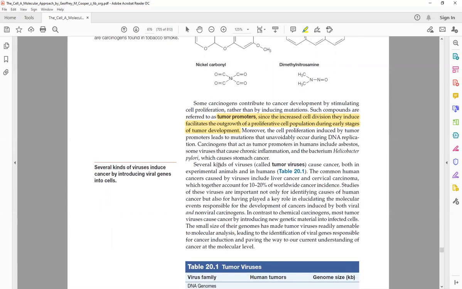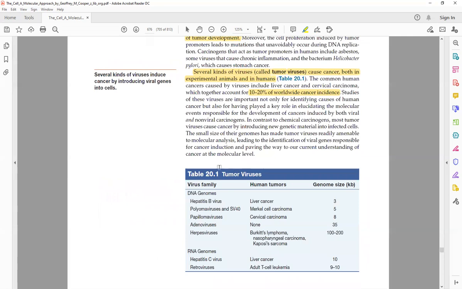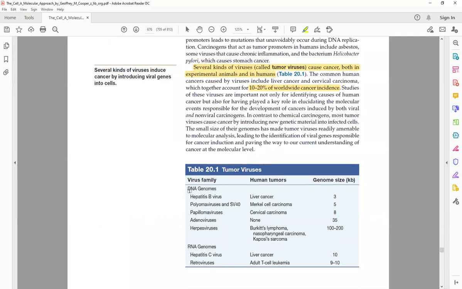Okay, several different types of viruses, commonly referred to as tumor viruses, are responsible for 10 to 20% of the worldwide cancer incidences. So these are all the different tumor viruses that are present. These viruses include both the DNA genome viruses as well as the RNA genome viruses.